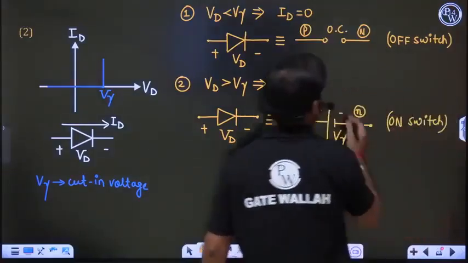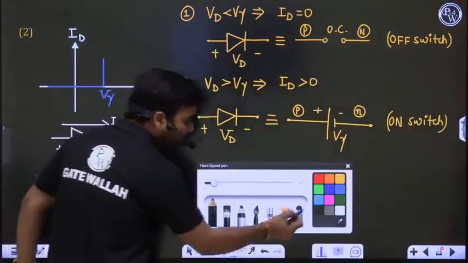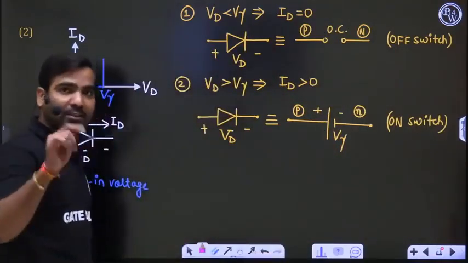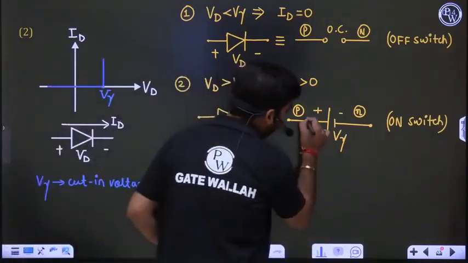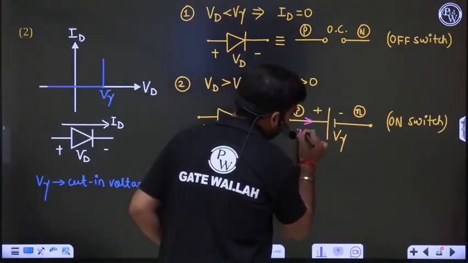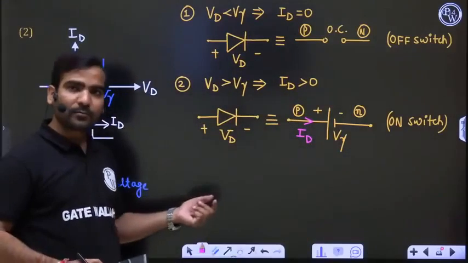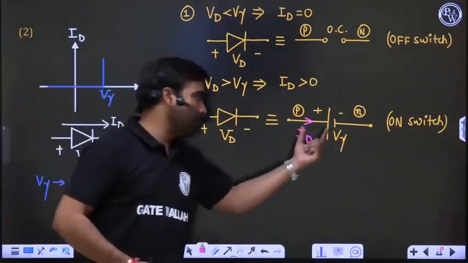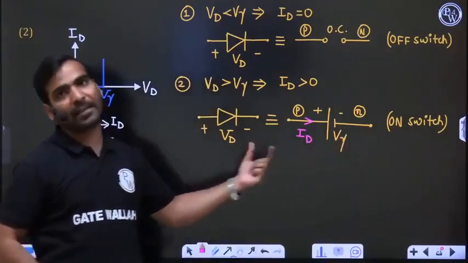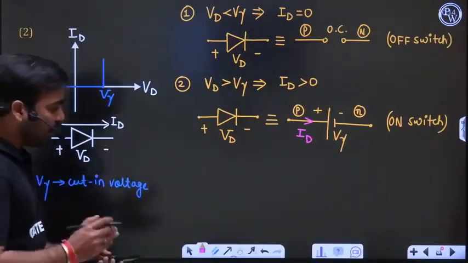Why on switch? Here current is 0, here current is finite. Now tell me how much current can flow. What is the direction of current in the on diode? When the diode is on, the direction of current is from P to N. So in the P to N direction, some current ID will be flowing. That ID may be 0.1 milliampere, 0.2, 0.3, 0.4, 0.5, but the diode voltage is constant, current can be any value. So this is the second replacement.